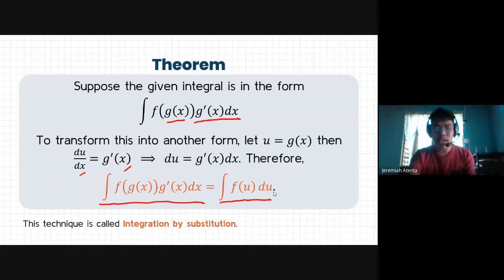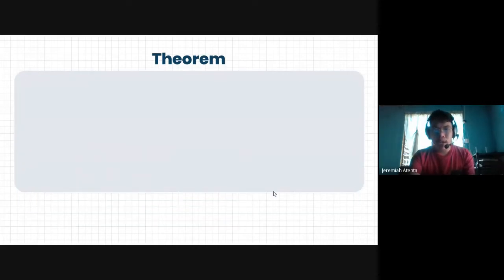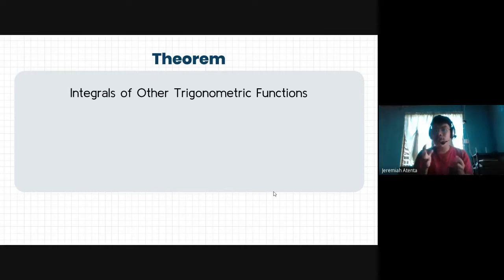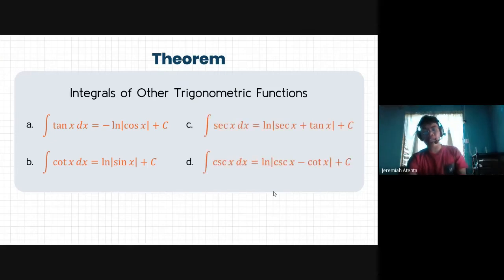So we have here the integrals of the other trigonometric functions. We have four here. Because in our previous lessons, what was given were the integrals of secant tangent, cosecant cotangent, right? Because that is from the differentiation rules that we have learned in derivatives.